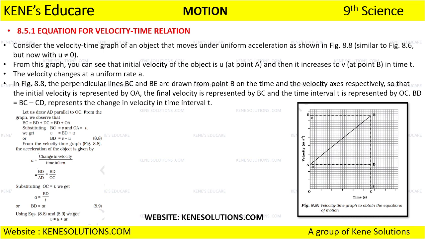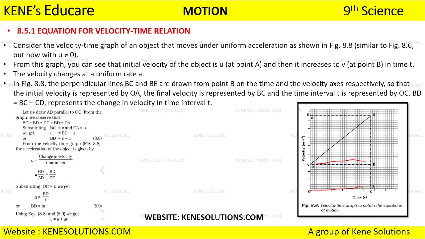So here we can say that BD is equal to BC minus CD, right? And that indicates the change in velocity in time t. Now what we need to do is draw AD parallel to OC. I'll show you. Can you see this AD? We have to draw this line such that it is parallel to OC.